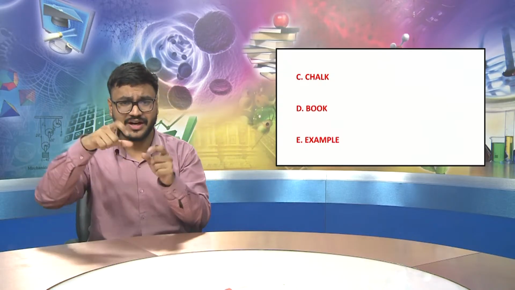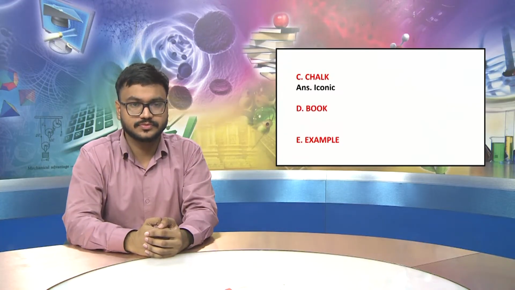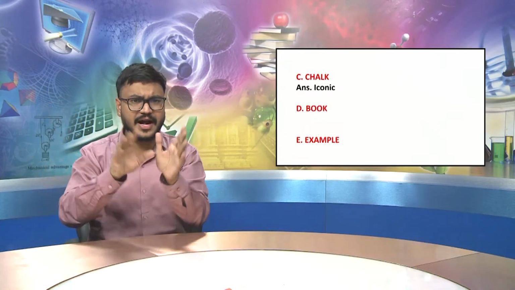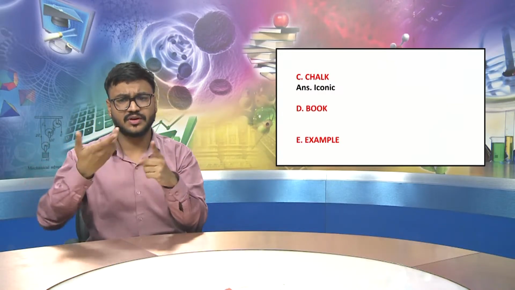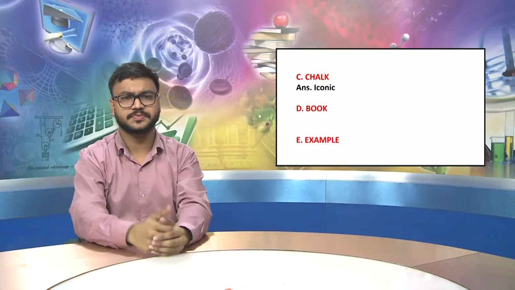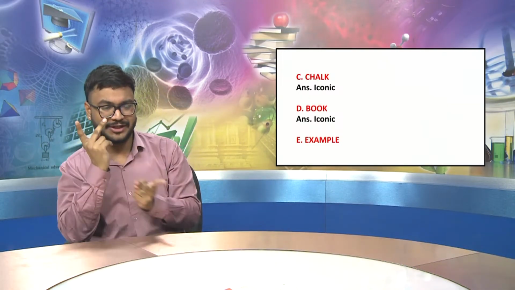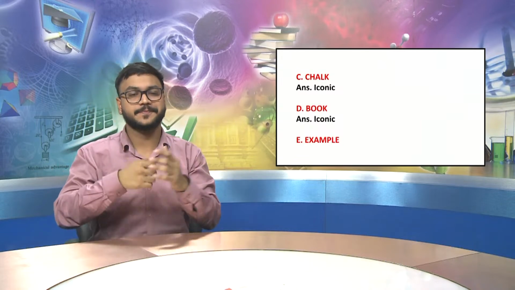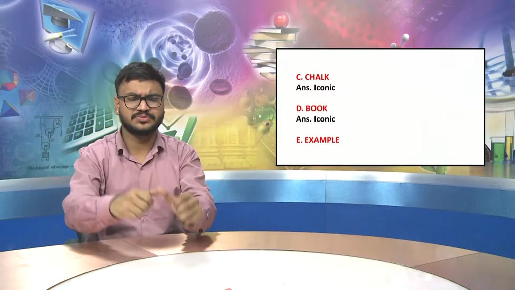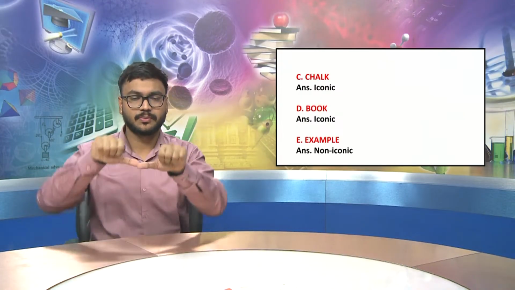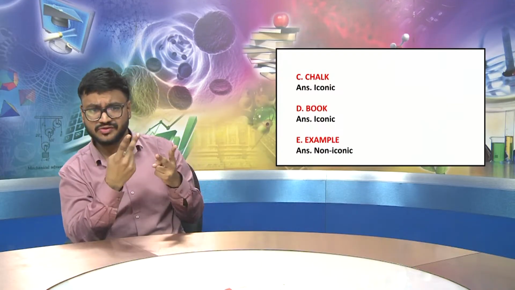Next is chalk. Chalk is an example of an iconic sign. Next is book. Book is also an example of an iconic sign. Next is example. Example is an example of a non-iconic sign.